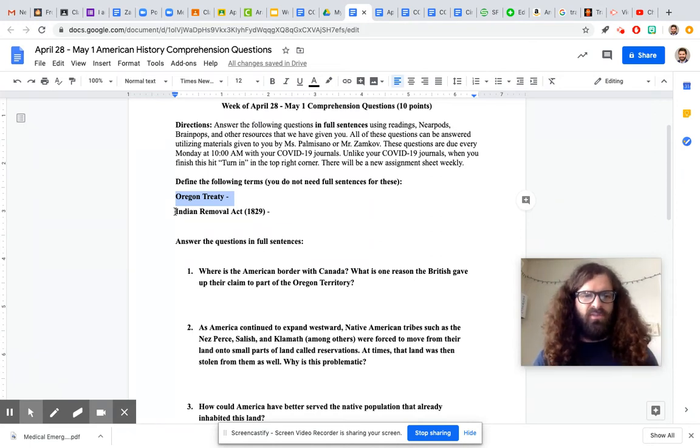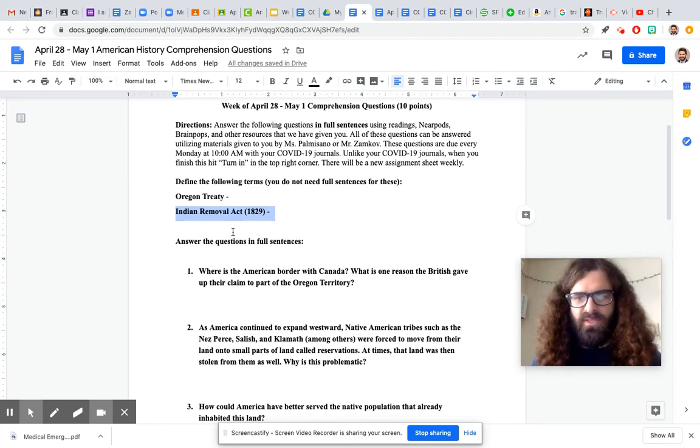The Oregon Treaty was set up by James K. Polk, who was the president at the time. You'll remember him from Texas Revolution stuff when the U.S. annexed Texas. The Indian Removal Act of 1829 was when the United States, under President Andrew Jackson, forced all of the Native Americans east of the Mississippi to move west of the Mississippi River. This totaled about 60,000 people and caused many thousands of deaths.